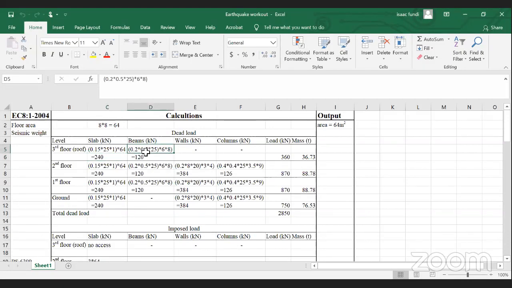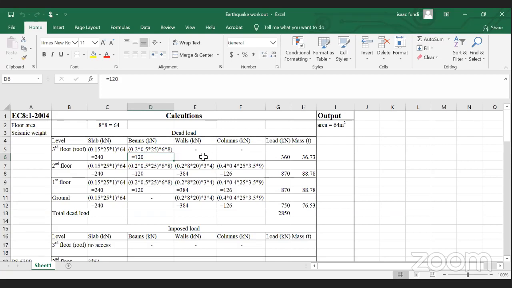Then beams are also there in this third floor. We have beams of size 200 by 500 millimeters, so that is 0.2 by 0.5 multiplied by the density. If you count the beams, I did a quick calculation: there are six beams crossing each other. They are all of the same length, a total length of 8 meters, from one grid line to the last grid line. That gives us a total of 120.